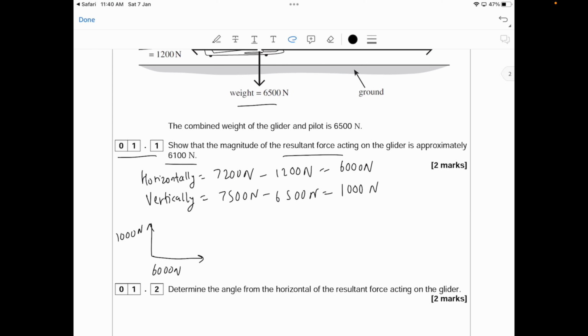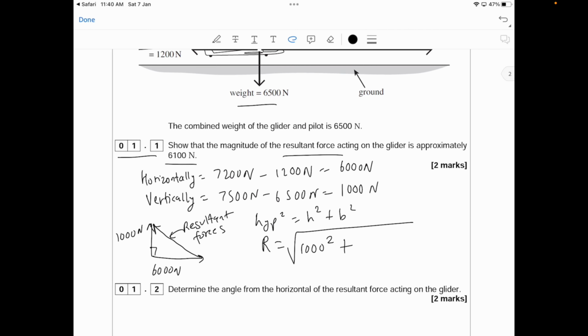It's very simple. You just need to use Pythagoras theorem here to find out what the hypotenuse is. So this just showcases the resultant force. What do you want to find out? So it's a right angle triangle, so we can apply the concepts of Pythagoras theorem. This is the resultant force. So we know Pythagoras theorem is the hypotenuse squared, which is equivalent to the height squared plus base squared. So your resultant force is going to be the square root of your height squared, which is 1,000 newtons squared, plus the base, which is 6,000 newtons, which is also going to be squared.